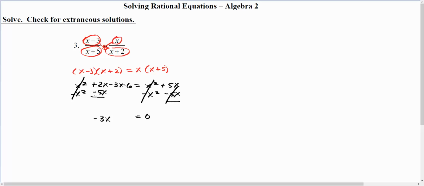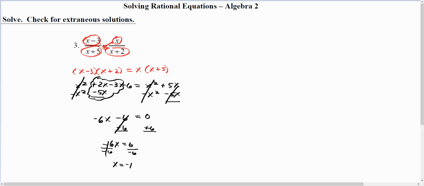Oh, I forgot to combine those. So all of this is minus 3x minus 3x, minus 6x. Let me get my little eraser. Minus 6 equals 0. I'm going to add 6. Divided by negative 6. I get x equals negative 1.